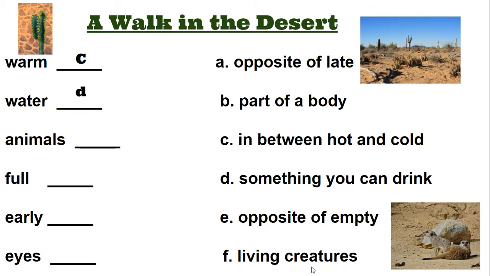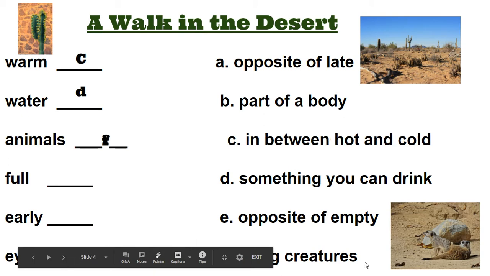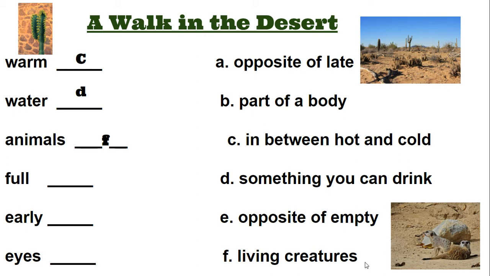The next word says animals. What would be the definition for animals looking at your screen? We're not going to use C or D. We've already used it, and it wouldn't make sense. So I hope you said F, living creatures. Living creatures is another way to say animals.